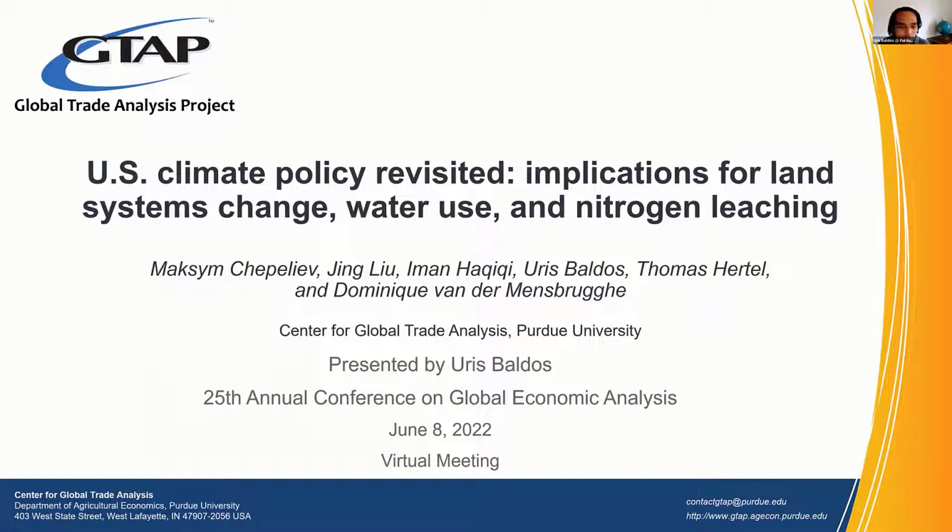So I'm Uris Baldos, and I'm here to present on behalf of my co-authors, Maksym Chepeliev, Jing, Iman Haqiqi, Tom Hertel, and Dominique van der Mensbrugghe. And this paper is really about trying to see how climate policy, specifically policies pricing carbon in the US, would affect US agriculture, land use change, water use, and also nitrogen leaching. And what we're doing here is we're using 2 models. One is a global CGE model, and one is a partial equilibrium model that has a high resolution in terms of where crops are being produced in the US.